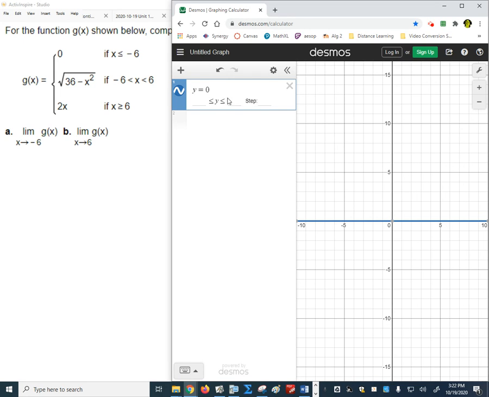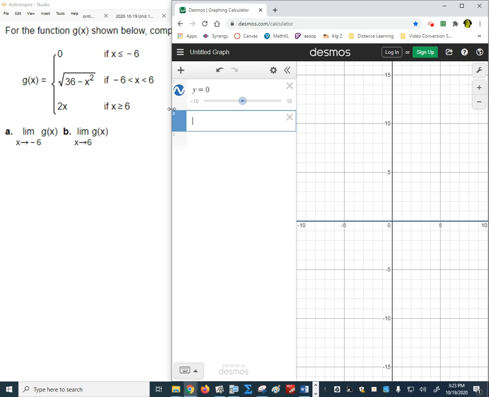y equals 0. Gosh, I think there's a way to do that. If I say, oh, I'm not going to mess around with it. I don't want to waste your time. So we'll graph that in blue.